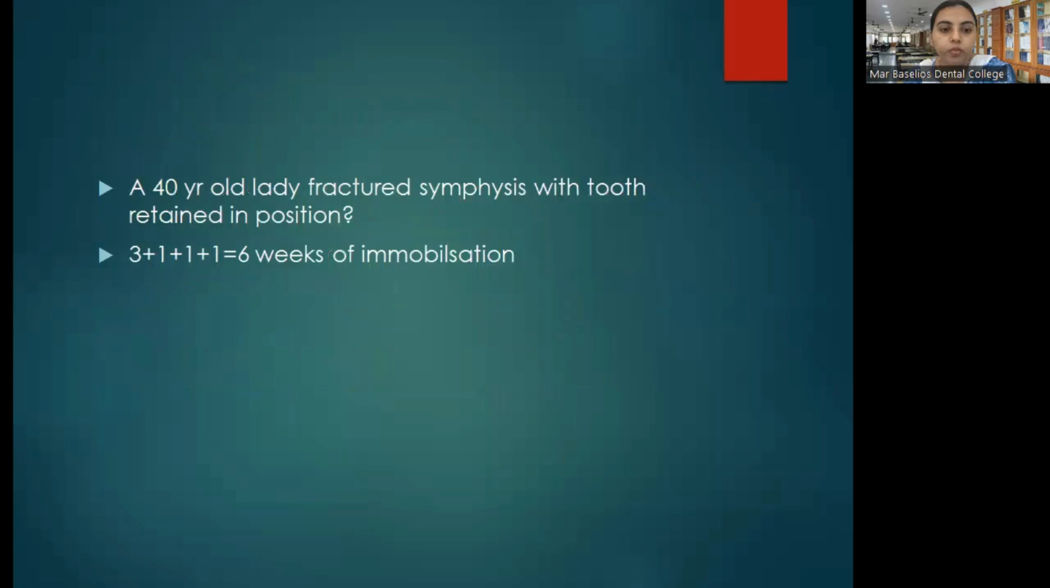Now, for your information, just calculate for a 40-year-old lady with a fractured symphysis with the tooth retained in position. Since it is a case of a 40-year-old lady, we add 2 more weeks, and since it is a symphysis fracture, we add 1 more week. Therefore, it becomes 3 plus 2 plus 1, that becomes 6, and then the tooth is retained in position, so we add just another 1, that gives a total of 7 weeks of immobilization.